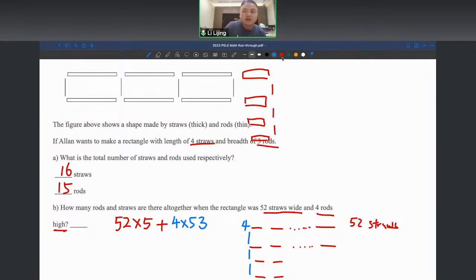Then in the end, your answer should be 472. Right? How many of you got this question right, both part A and part B? Okay, congratulations. This one is an easy question, an easy pattern question.